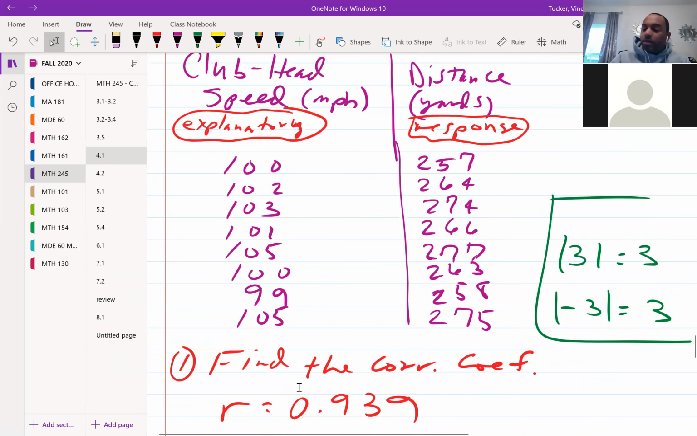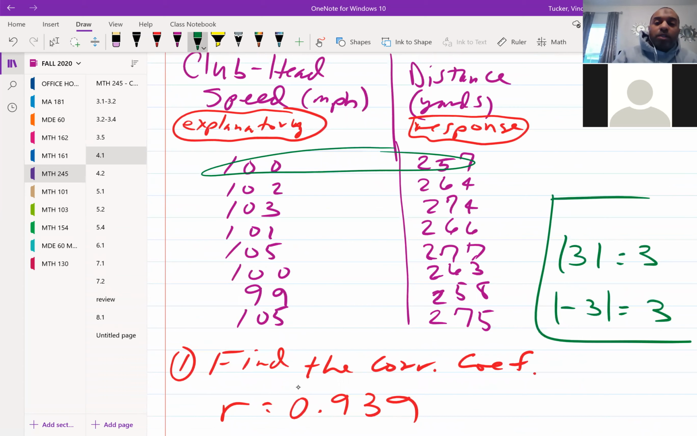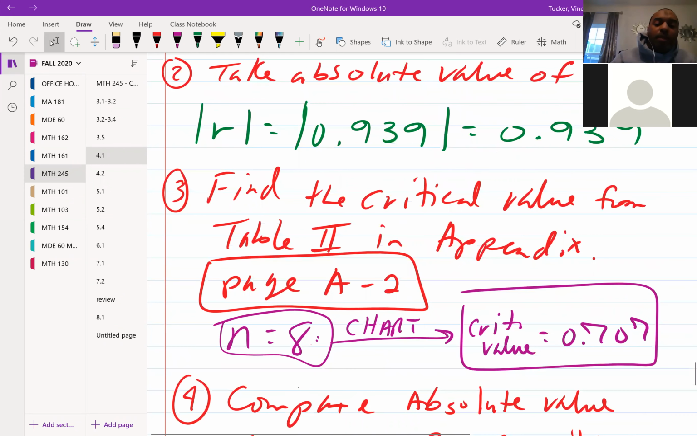If you go back here, each one of these is considered an observation. So it's not 16 numbers that we have here. We actually have 8 different times he swung the golf club, so 8 different times that the ball traveled. So it's not 16 values, it's only 8. Make sure we're careful with that. So this is 1, 2, 3, 4, 5, 6, 7, and 8. All right, so that means n is equal to 8.